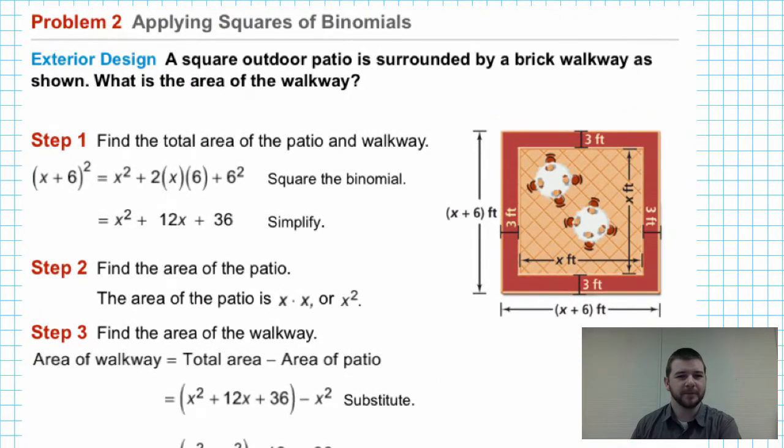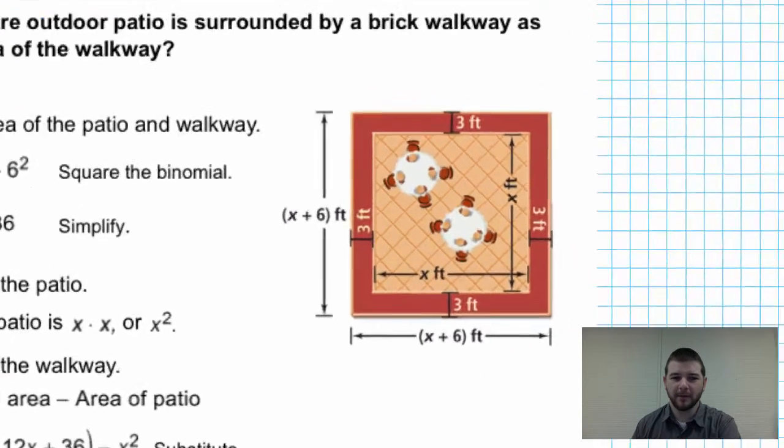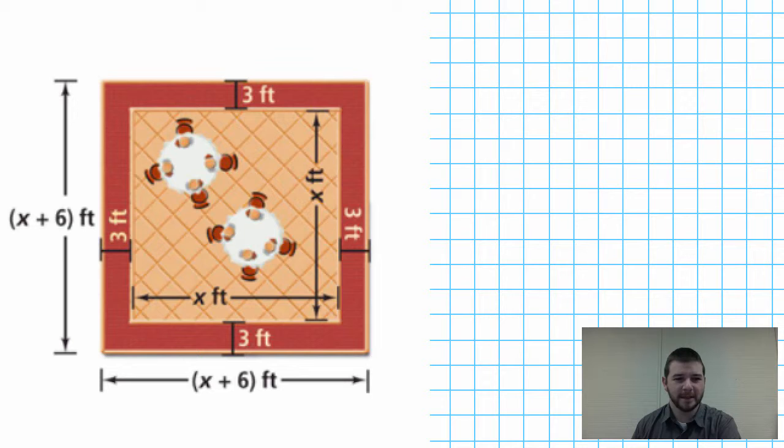Example problem number 2, applying squares of binomials. So here we'll see an application of what we've learned. Exterior design. A square outdoor patio is surrounded by a brick walkway as shown. What is the area of the walkway? Well, step 1 tells us, find the total area of the patio and the walkway.